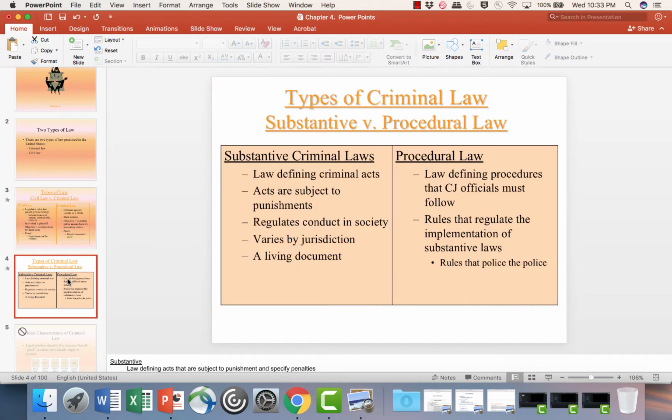And when you look at the two, substantive versus procedural laws, substantive is laws defining criminal acts that are subject to punishment, regulates conduct in society, varies by jurisdiction. It's really a living document.